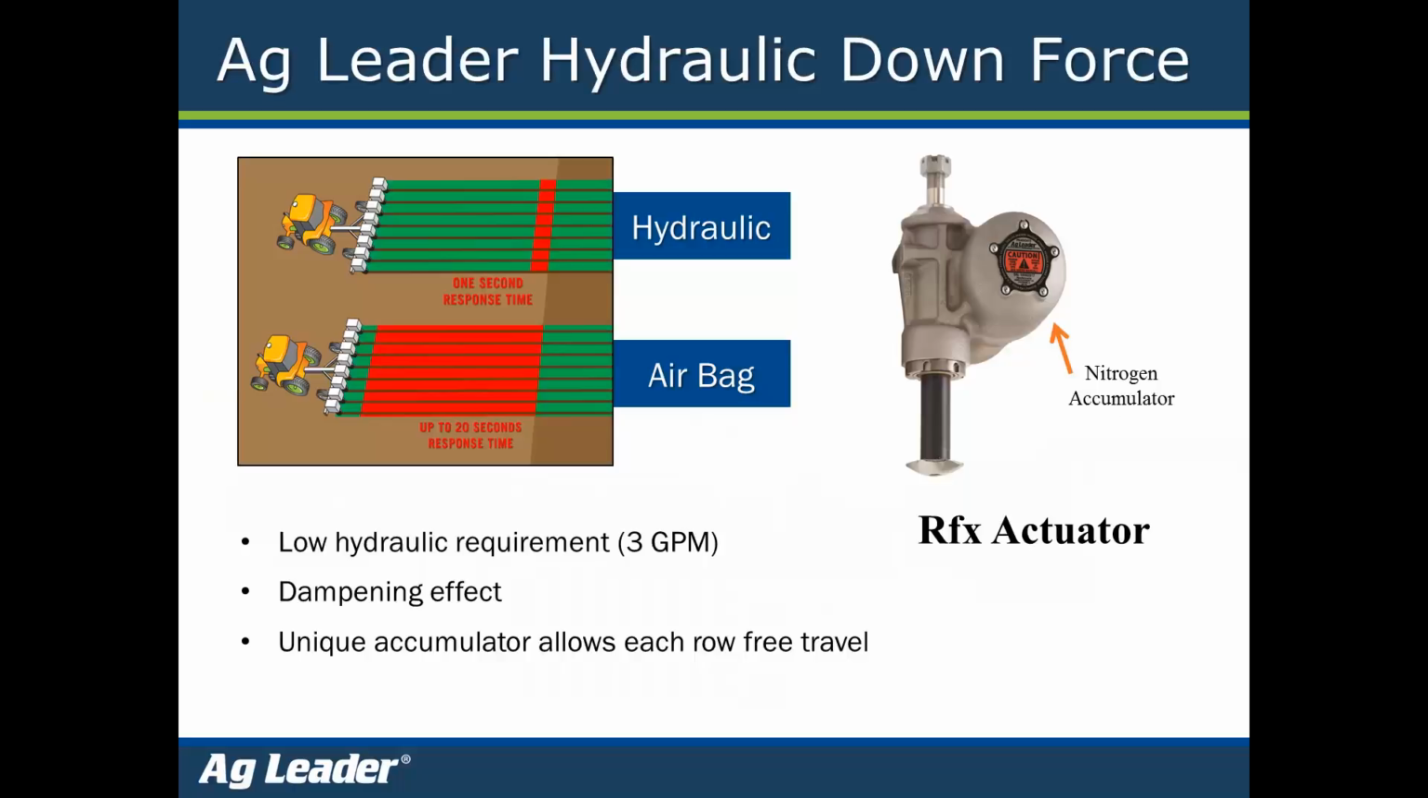Another very important feature of the actuator is the patented nitrogen accumulator. When a row unit needs to make a rapid upward adjustment due to terrain changes and obstacles, the accumulator allows for this instantaneous movement and absorbs the pressure increase. Without an accumulator, the row unit is not allowed that natural movement and can result in damage.